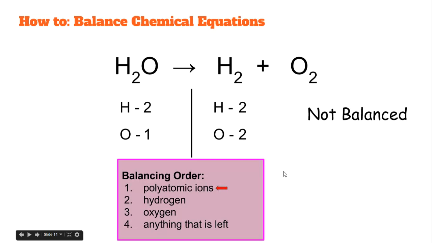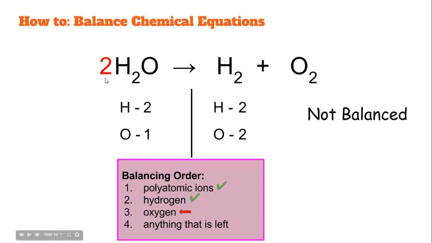This has no polyatomics, so it's good. Hydrogens, 2 in the reactants, 2 in the products. Currently, that's balanced. Oxygens, 1 on the reactants, 2 on the products. All right, so that's unbalanced. So I'm going to try to get the reactant side to 2. To do that, I'm going to put a coefficient of 2 in front of H2O.